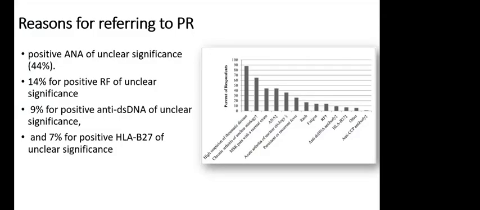The most common reason for referring to pediatric rheumatology was high suspicion of rheumatic disease. Then positive ANA of unclear significance, 44%, 14% for positive rheumatoid factor of unclear significance, 9% for positive anti-double strand of unclear significance, and 7% for positive HLA-B27 of unclear significance, just for a positive result without a good explanation.